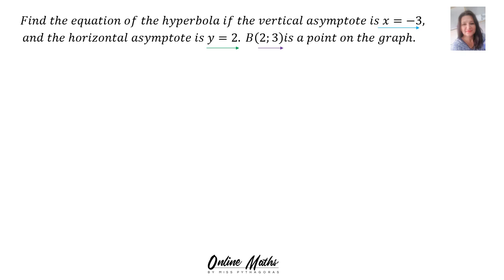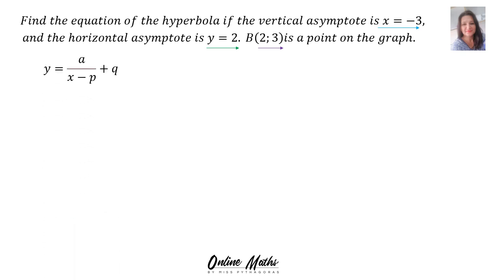Find the equation of the hyperbola if the vertical asymptote is x is equal to minus 3 and the horizontal asymptote is y is equal to 2. B, the point (2, 3) is a point on the graph. Now, can you see there's no sketch here? So you must really know and understand your theory.